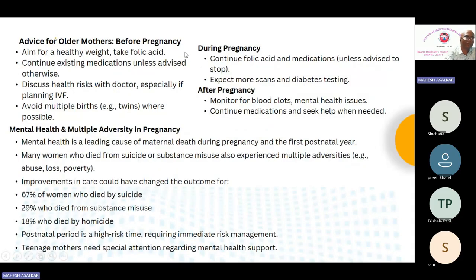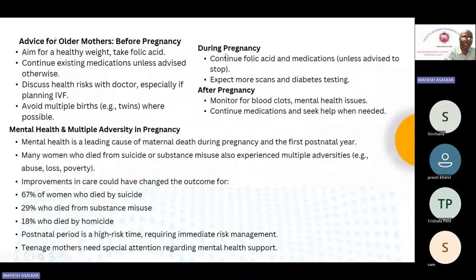Then there is certain advice for older women before, during, and after the pregnancy. Before the pregnancy, aim for a healthy weight, take folic acid, and continue coexisting medications. Most of these females will have some or other medical condition and will be on some medication, so unless advised by the doctor, they should continue the existing medications. Discuss the health risk with the doctor, especially if they are planning IVF, and avoid multiple births, especially twins, etc.